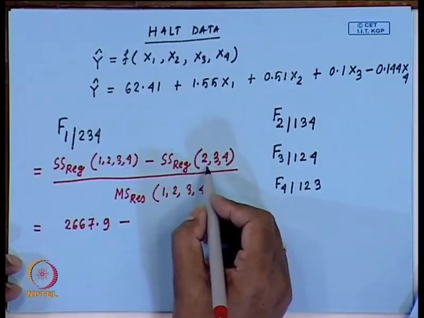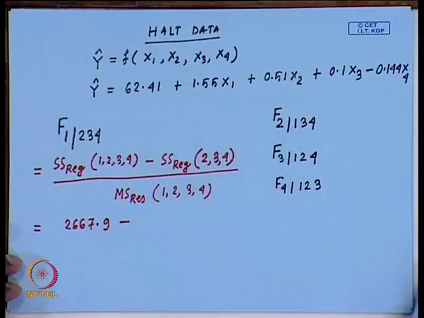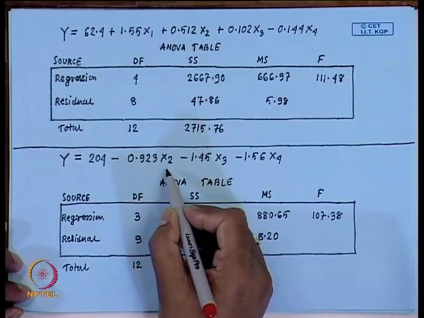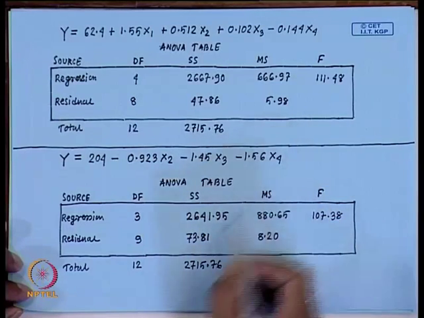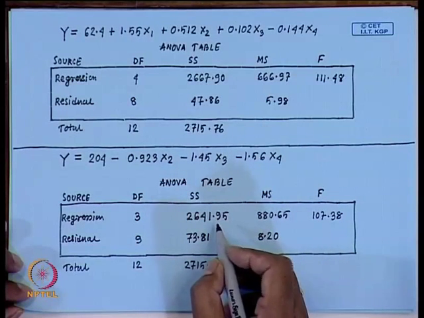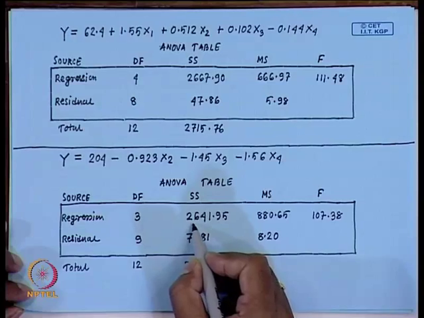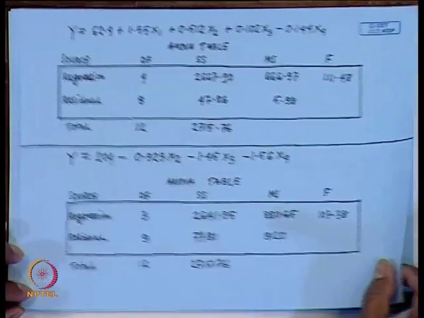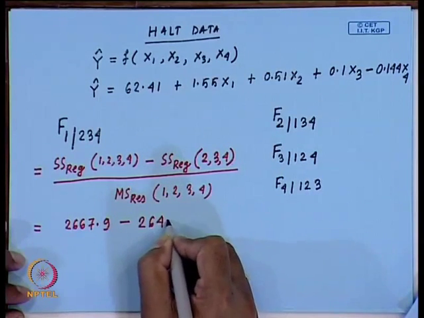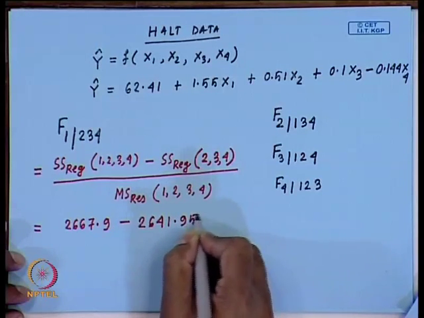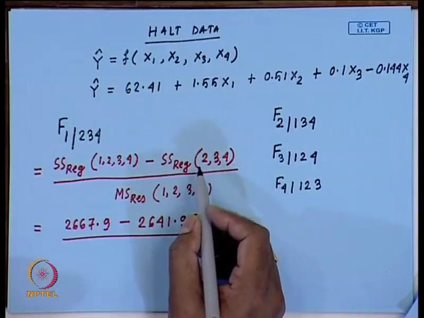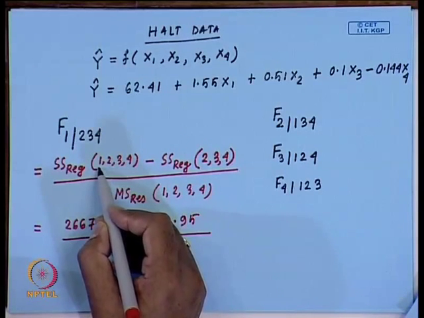the SS regression for the model involving x 2, x 3, x 4. So, again I need to fit the model involving x 2, x 3 and x 4, and here is the associated ANOVA table for this model, and my SS regression for this model is 2641.95. Now, this difference is the extra sum of squares due to x 1.